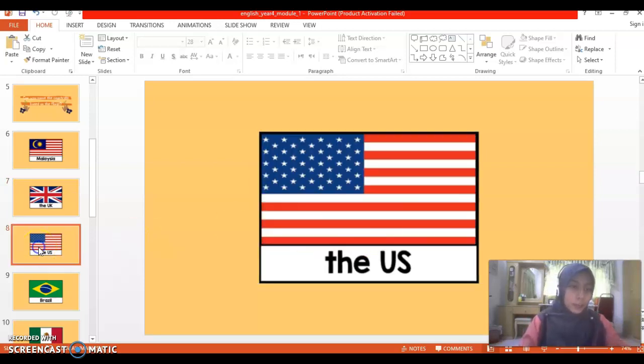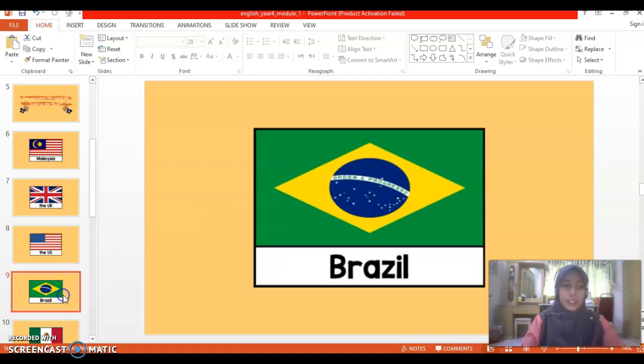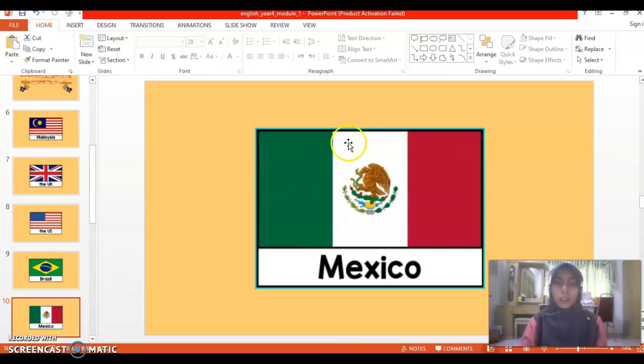Okay. So let's see the next one. Okay. So this one. This is also familiar, right? So this is US flag. US stand for United States, which is in America. Okay, so let's see. Alright, so this flag is referred to Brazil flag. So bila kamu tengok bendera ni, oh kamu tahu. So this is for Brazil country. Okay. So the next one is Mexico flag. So Mexico flags ada 3 colors kat sini. So green, white and like red, I think. Okay, so this flag is referred for Mexico country.